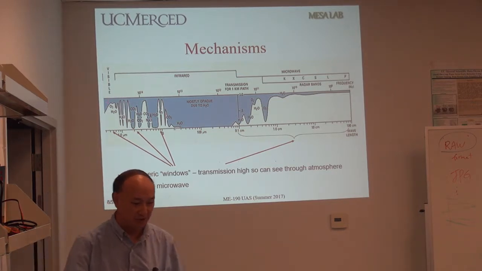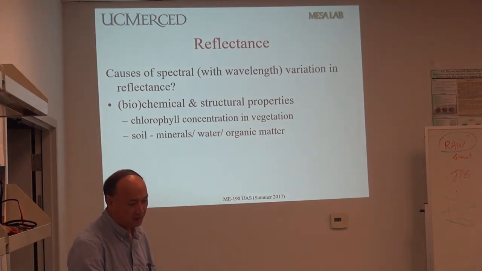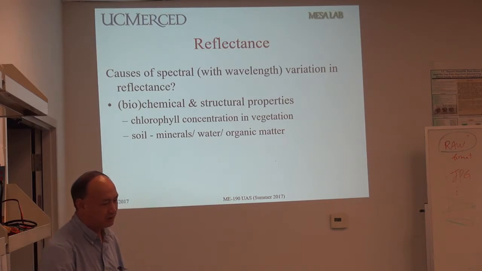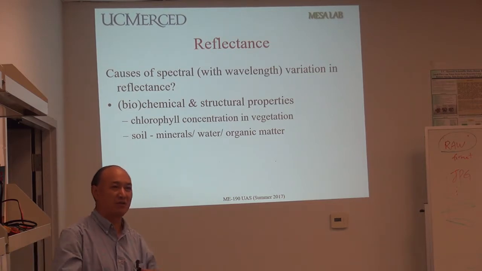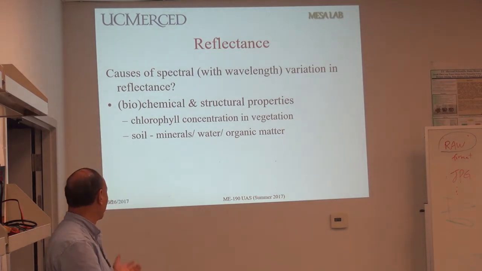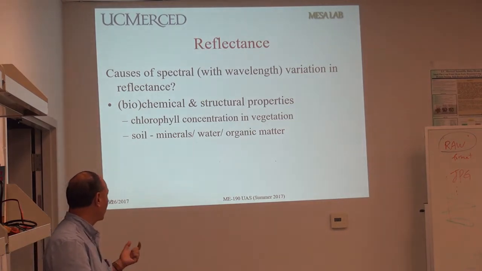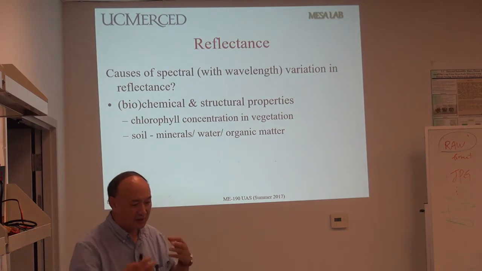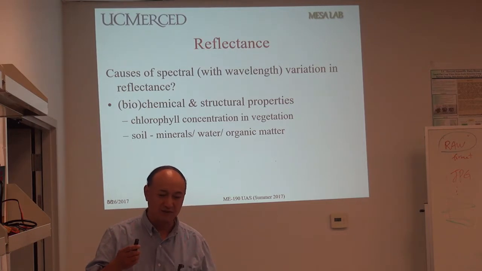here for sure, okay? The cause of a spectral variation in reflectance is chemical structure properties, okay? Say for example, biochemical structural properties like chlorophyll concentration in vegetation. You can imagine that grass that is very green versus grass that is very dry, which is yellow, the reflectance is different. On soil with different contents of water, mineral, organic matter, they have different properties, then the reflectance will be different. So I'm going to show you an interesting thing about vegetation response.